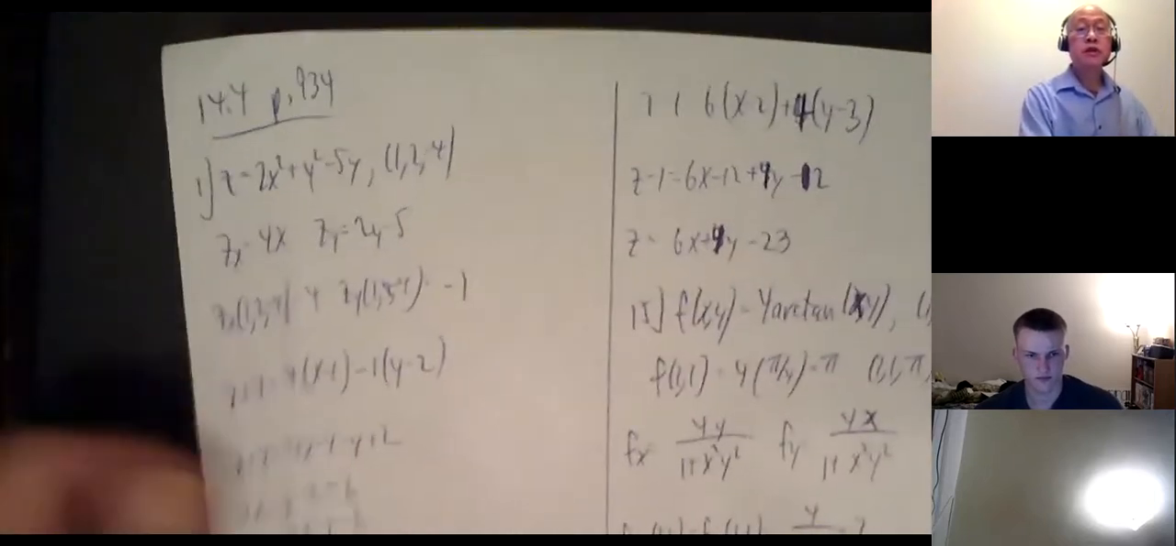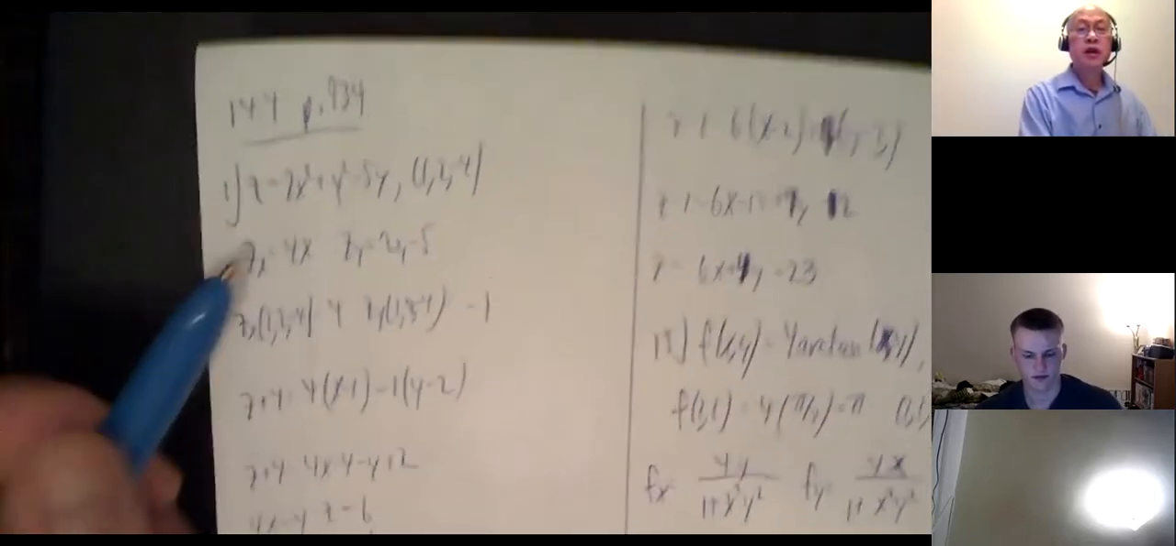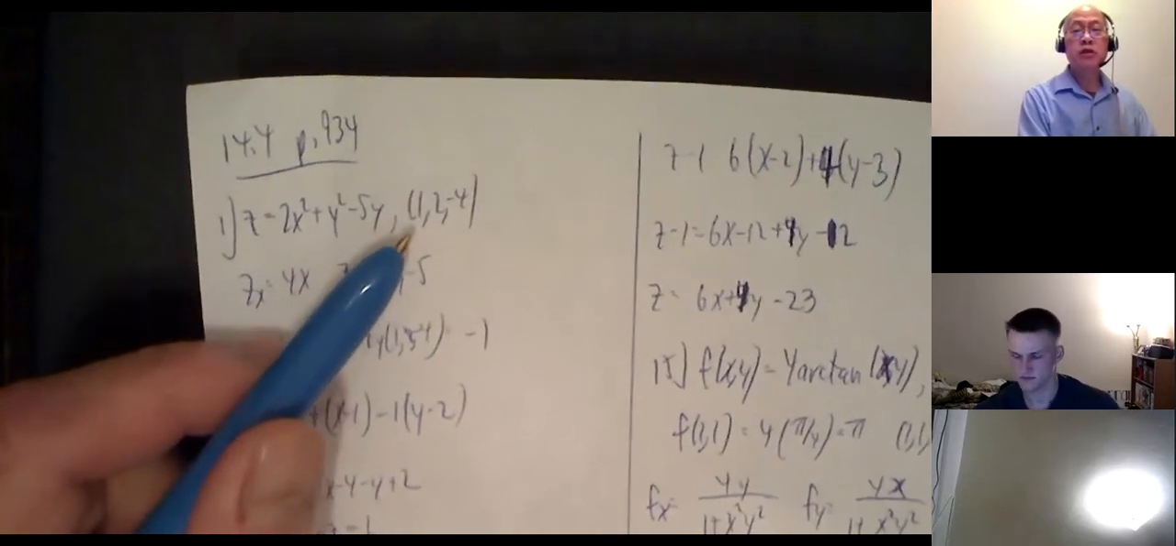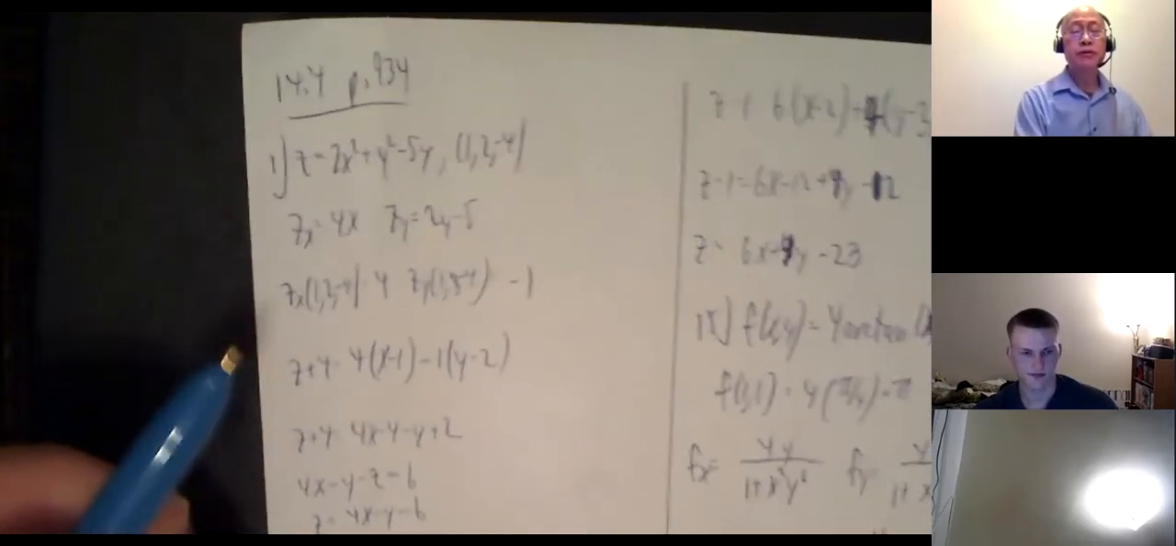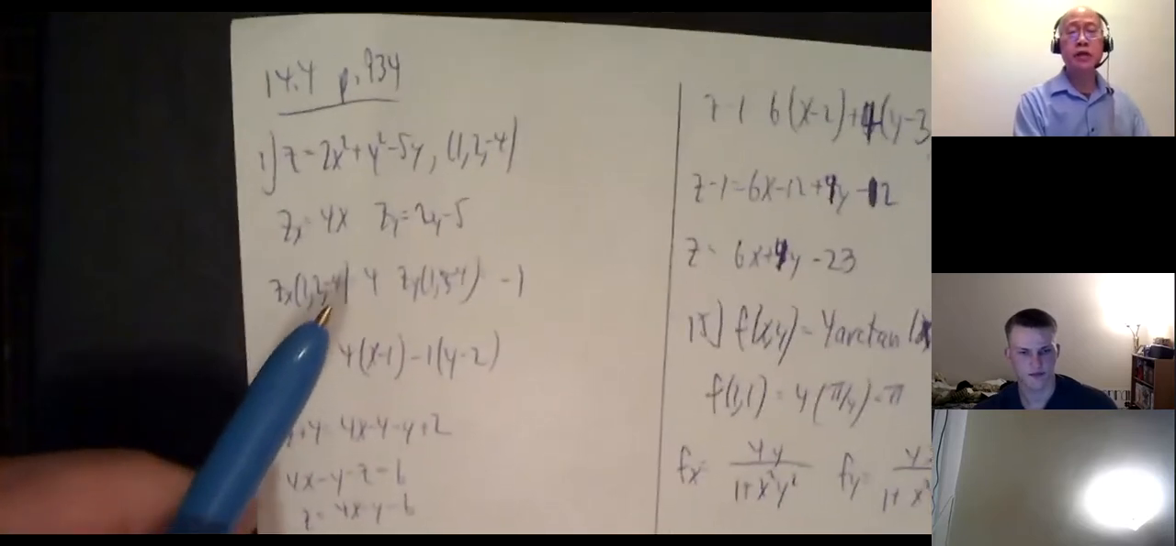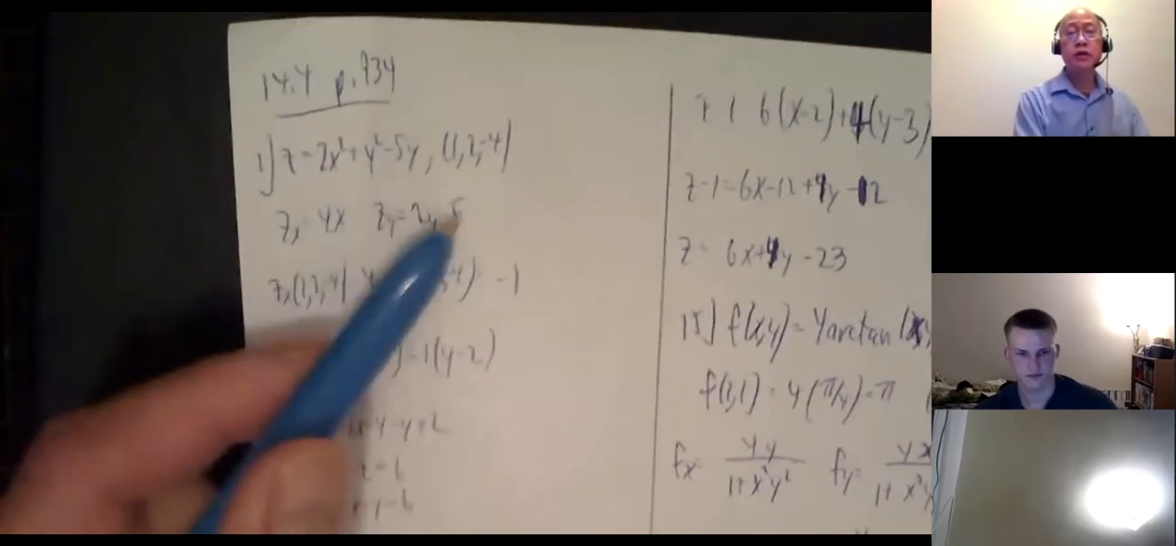Okay. Number 1, z equals 2x squared plus y squared minus 5y at the point (1, 2, -4). Please notice the analogy between this and Calc 1. Find the equation of the tangent line to the curve y equals, I don't know, x squared minus sin x at the point where x is equal to 4 or whatever. This time we're doing tangent planes.